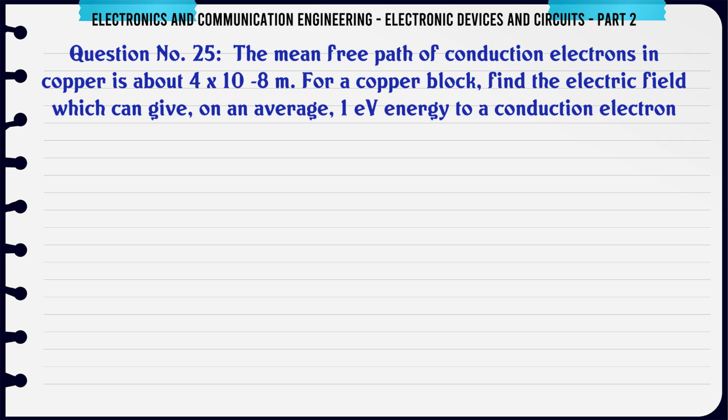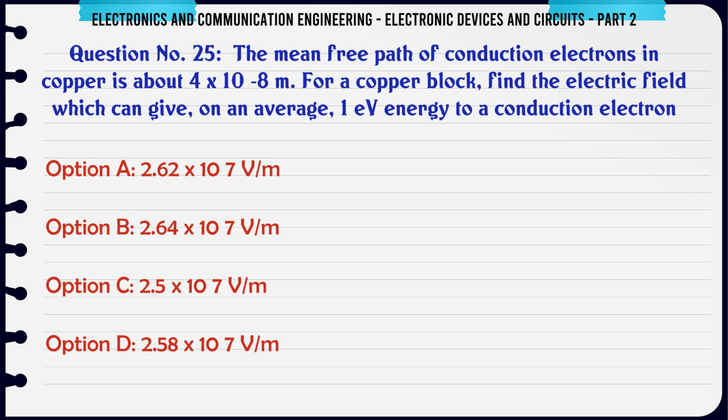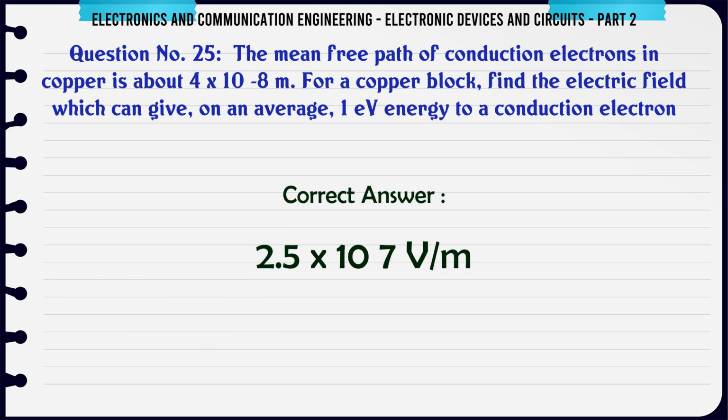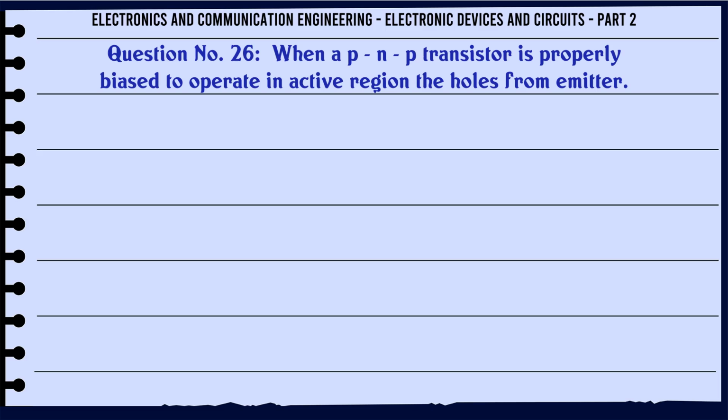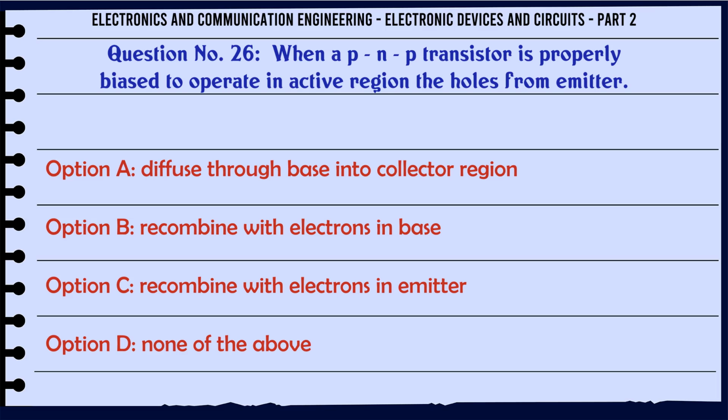The mean free path of conduction electrons in copper is about 4 x 10^-8 m. For a copper block, find the electric field which can give on an average 1 eV energy to a conduction electron. A, 2.62 x 10^7 V/m; B, 2.64 x 10^7 V/m; C, 2.5 x 10^7 V/m; D, 2.58 x 10^7 V/m. The correct answer is 2.5 x 10^7 V/m.